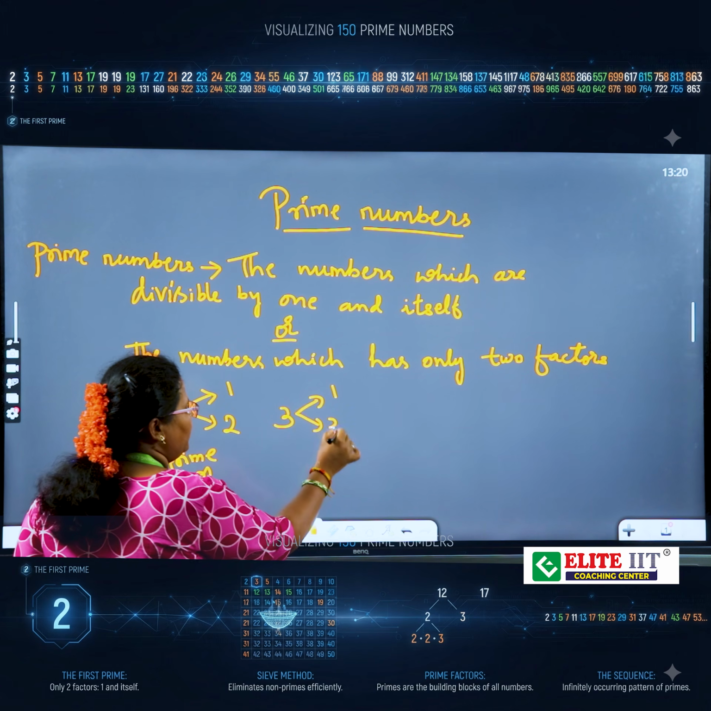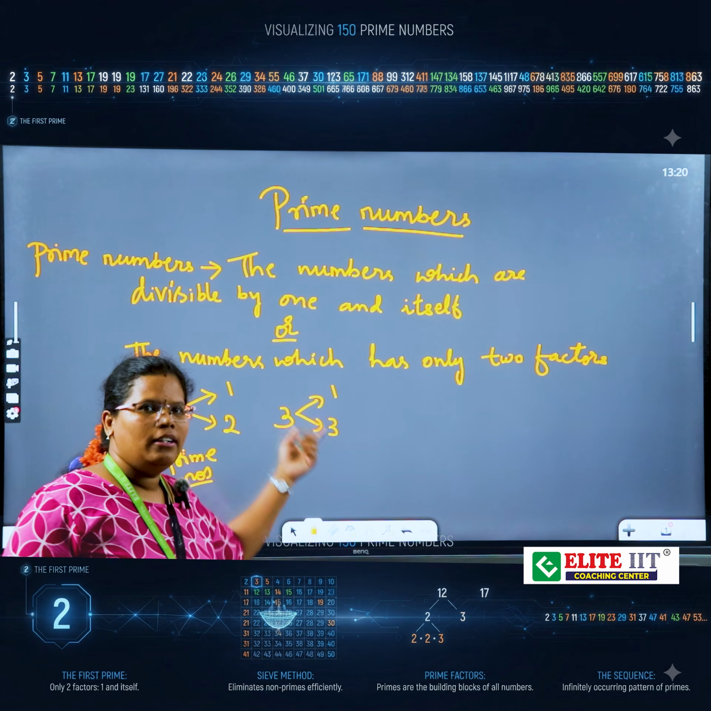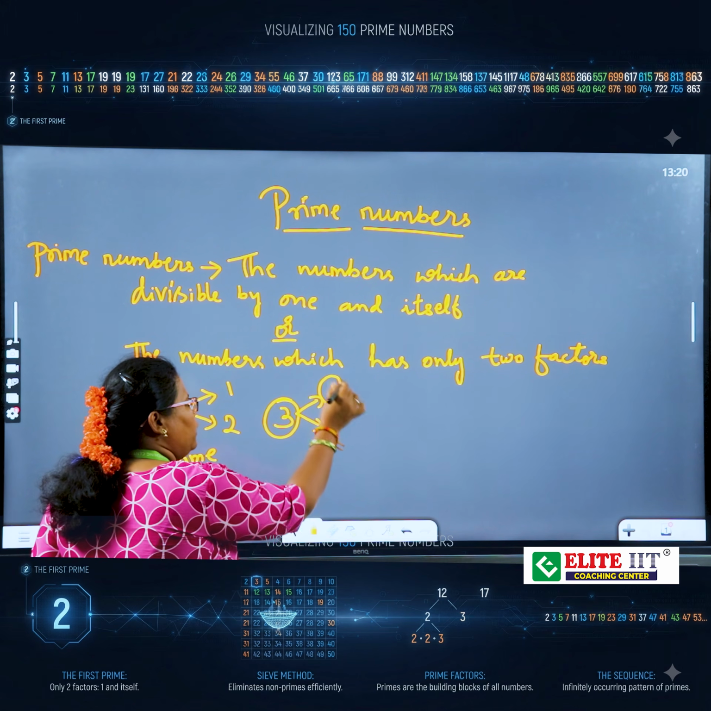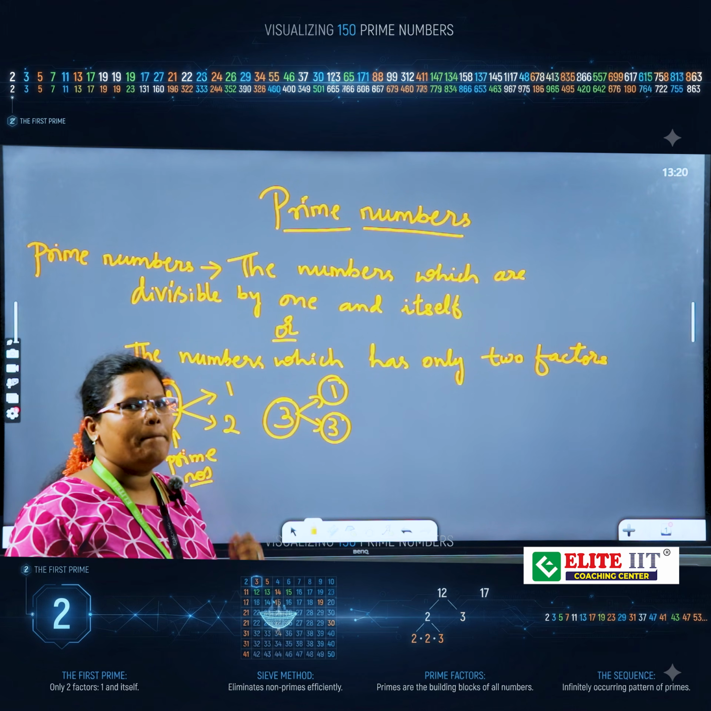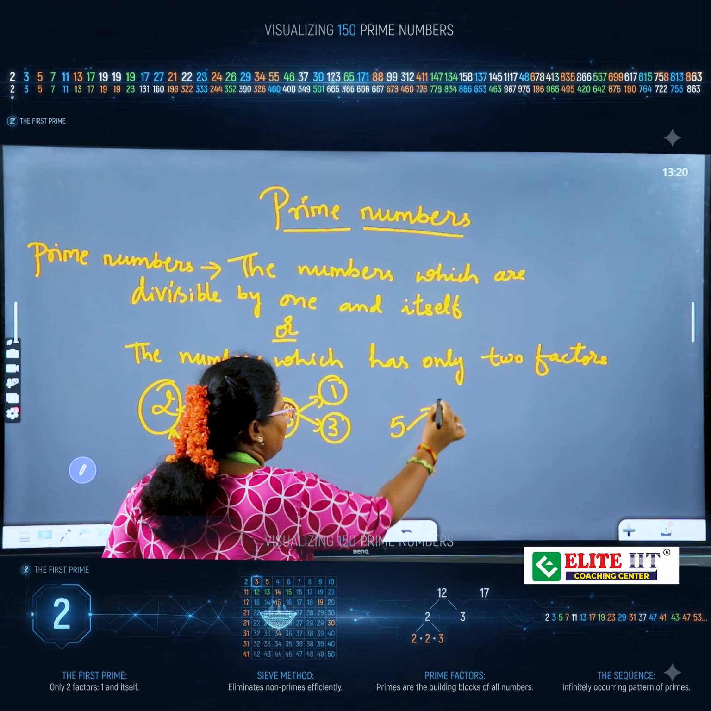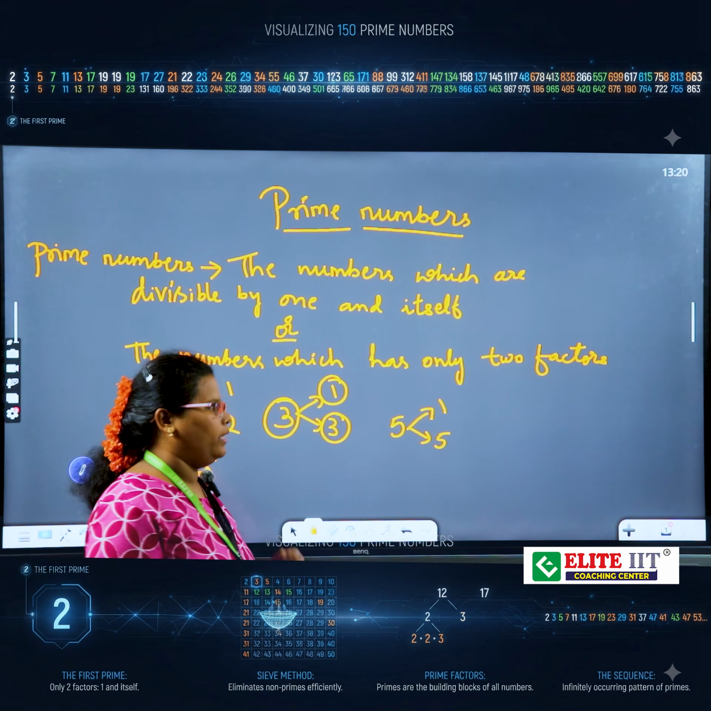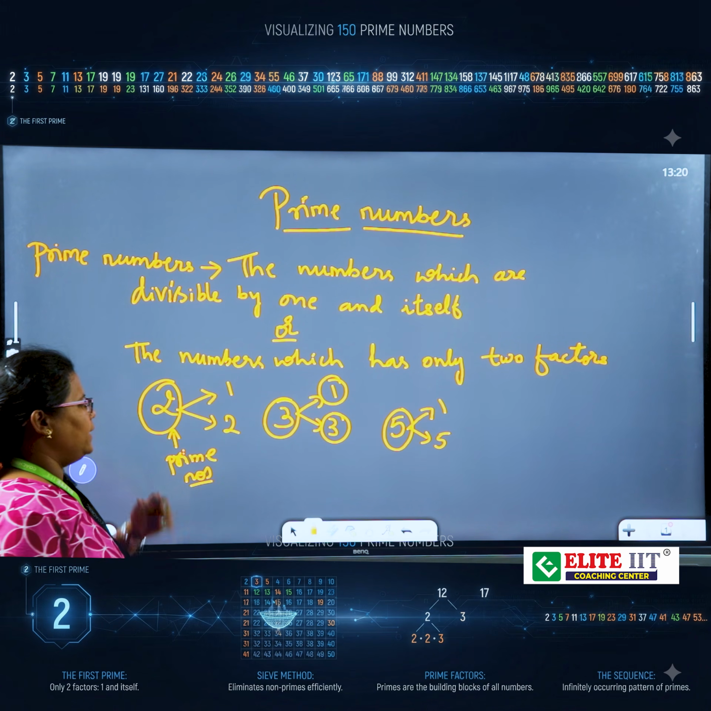And for other examples, I'll take 3. It comes in the 1 table and the 3 table. How many factors do we have here? We have only 2 factors. What are the factors of 3? Only 1 and 3. So this type of number is called what? Prime numbers. I can take another example, 5. 5 is divisible by the 5 table and the 1 table. So this is also called a prime number.